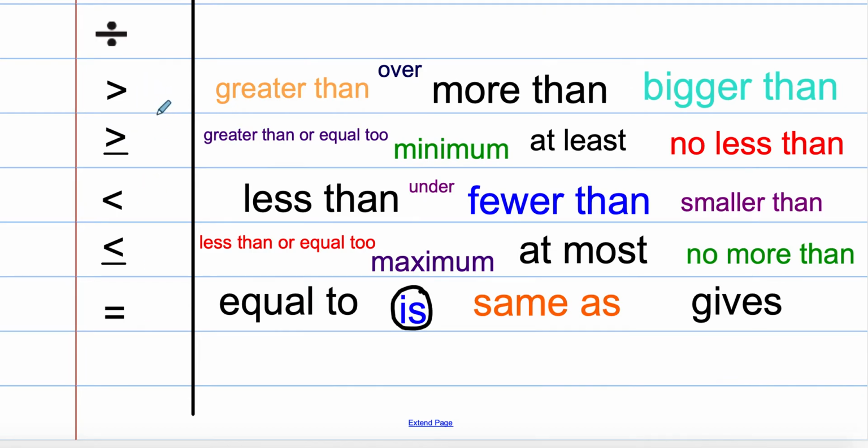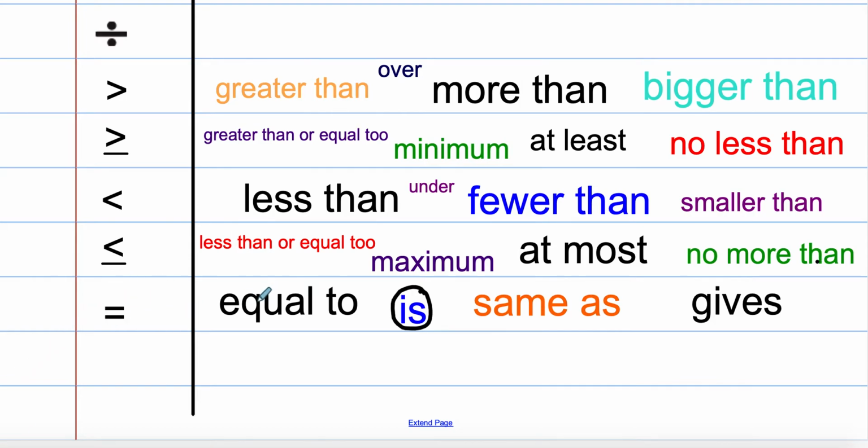So let's get greater than in our notebook. Greater than, over, more than, bigger. If I'm going too fast, just stop the video and get these all in your notebook. Greater than or equal to means minimum, at least, no less than. Less than, under, fewer than, smaller than. Less than or equal to, maximum number you could have, at most you could have, no more than.